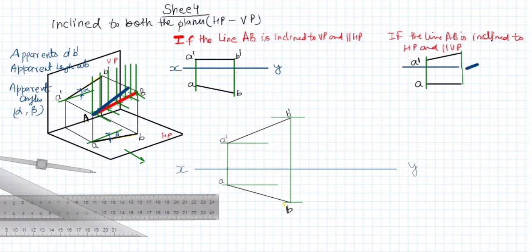I am changing the color to distinguish it. So this is the line. What we are going to do? This is the line. Okay, this is the projection, the top projection. We will rotate this projection like this in order to make it parallel.